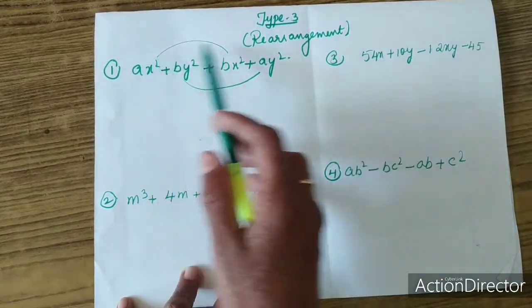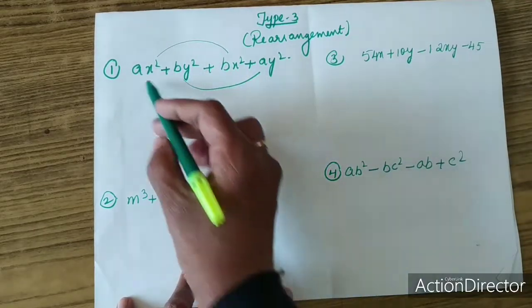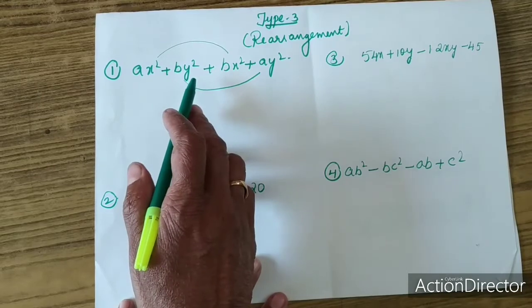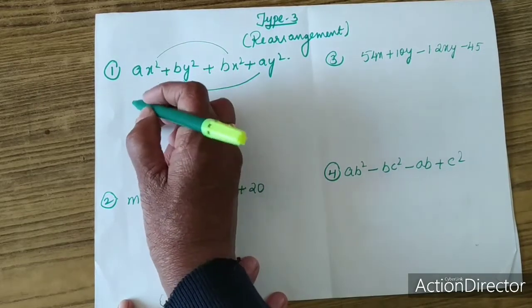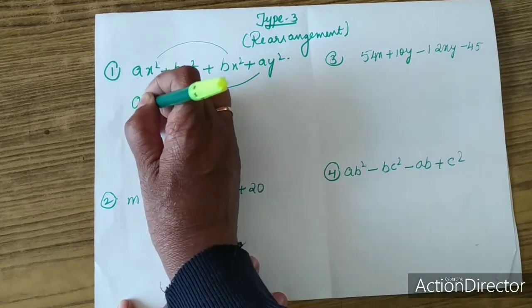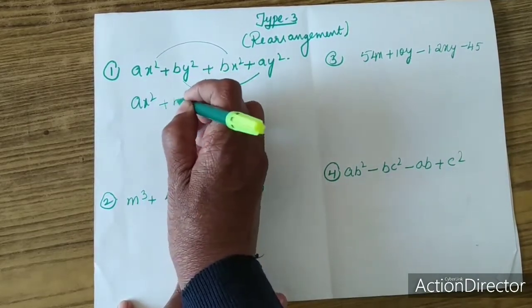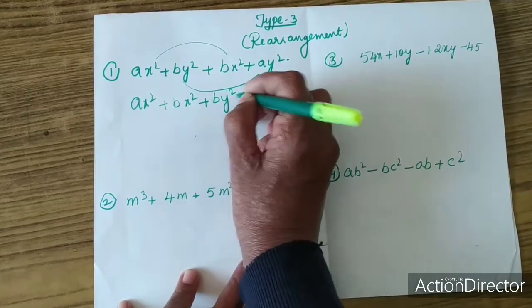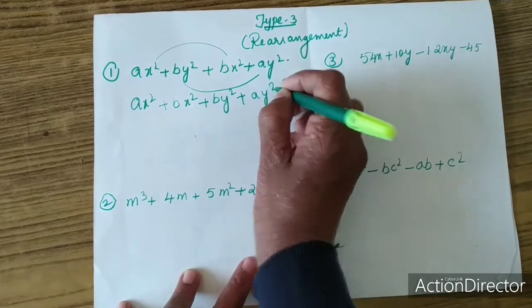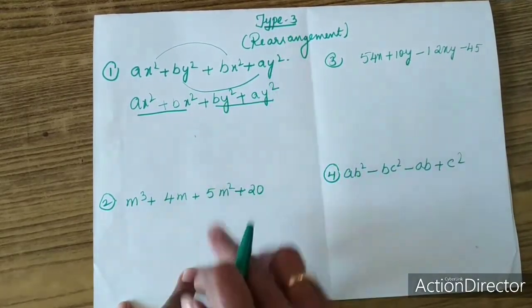You can also do first and the fourth, and the second and the third. As you wish, you can rearrange, but you have to do the rearrangement so that I can take the common factor outside. So after the rearrangement, ax square first, next is the third term bx square, next is the second term by square plus ay square.